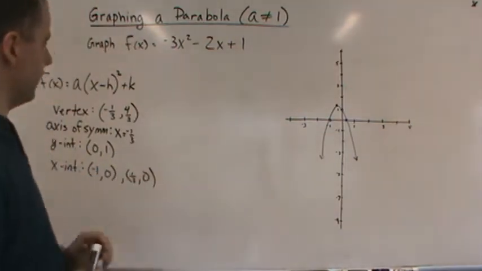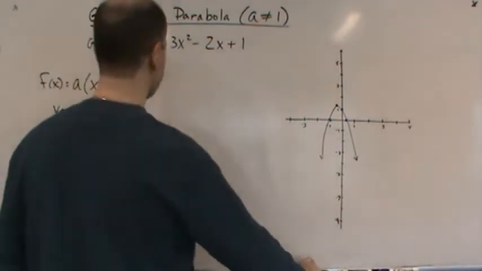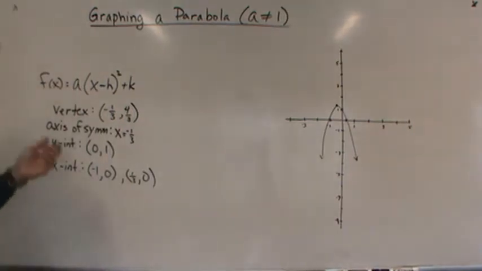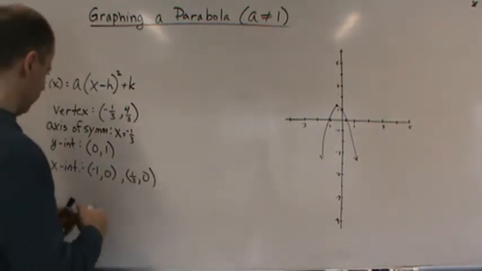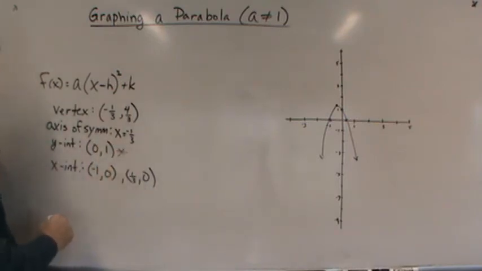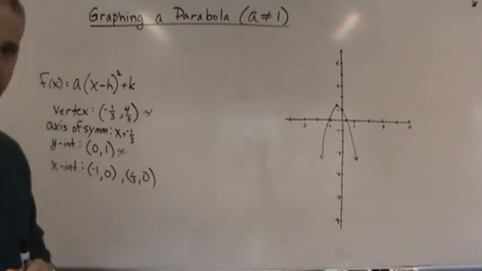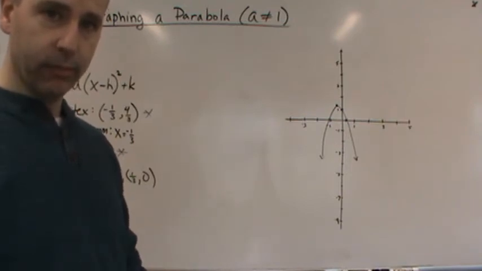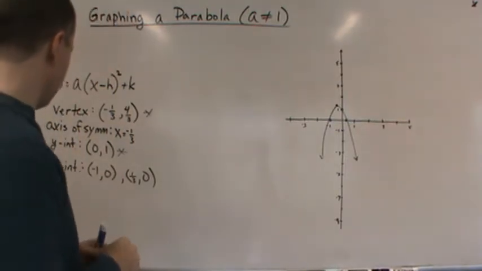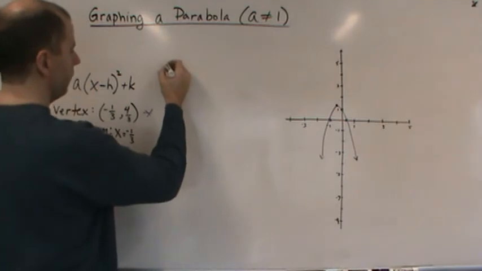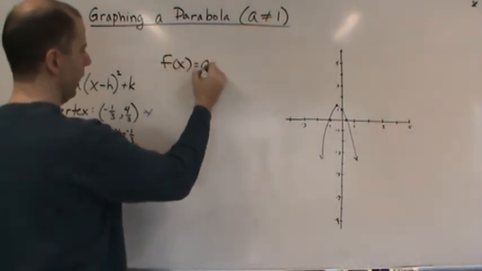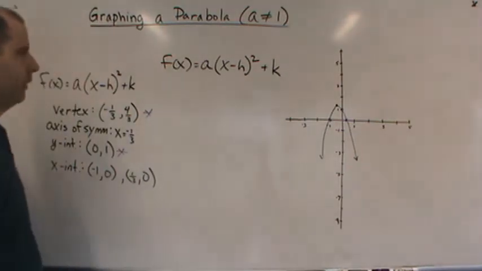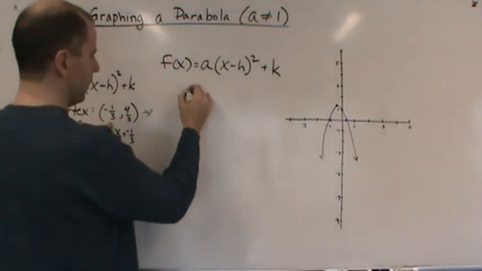So let's use the previous example and show that we can come back and derive this. Let's say we're given a graph and some information, and we know the y-intercept, this point here, and we know the vertex, and that's all we know. So let's use that information to come up with the equation of the parabola. The general form has to be f of x equals a times x minus h squared plus k. With the vertex, I know h and k, so I can plug that in.